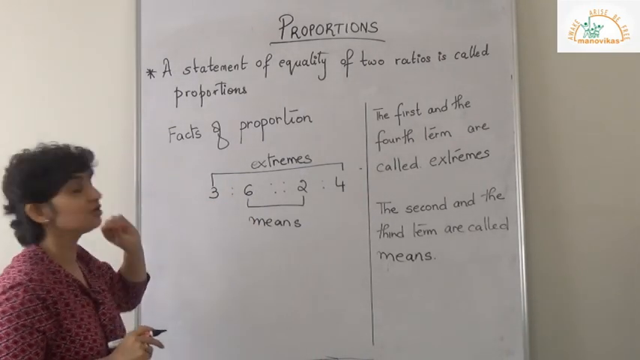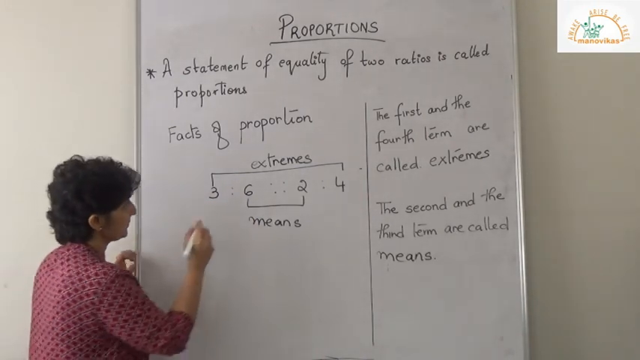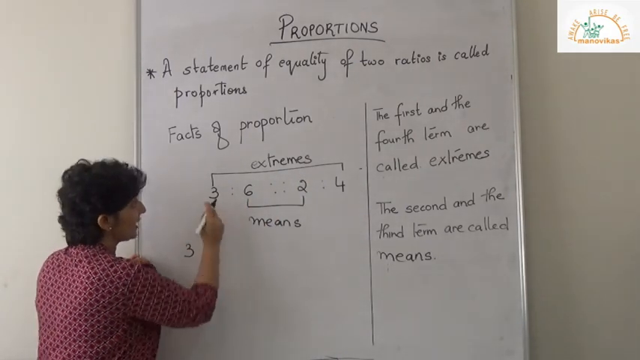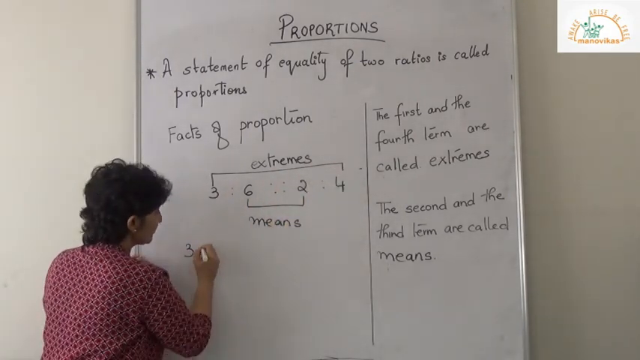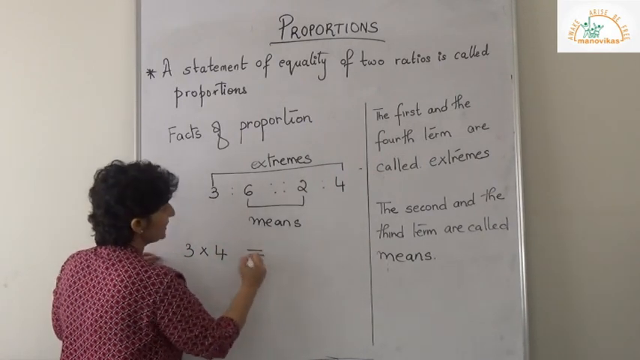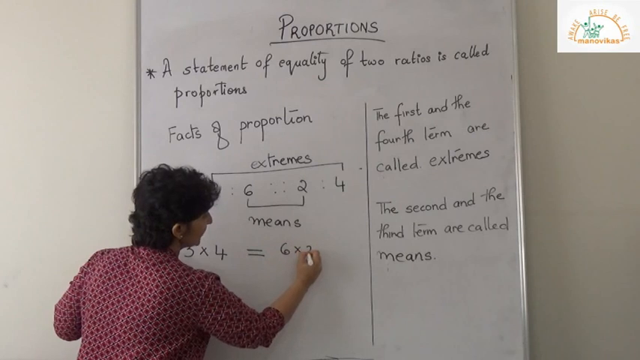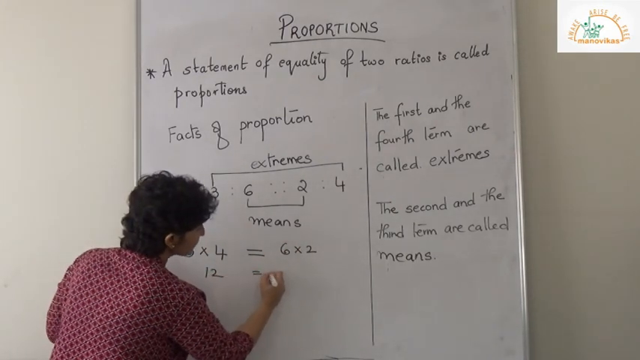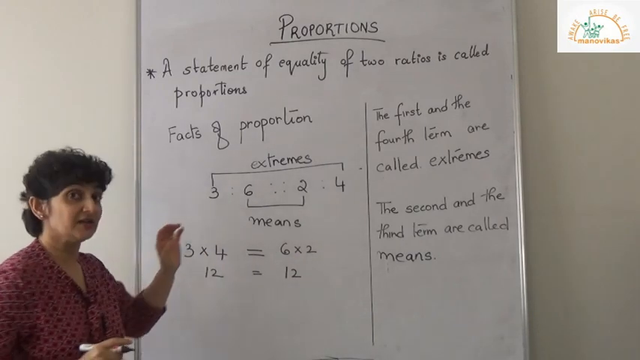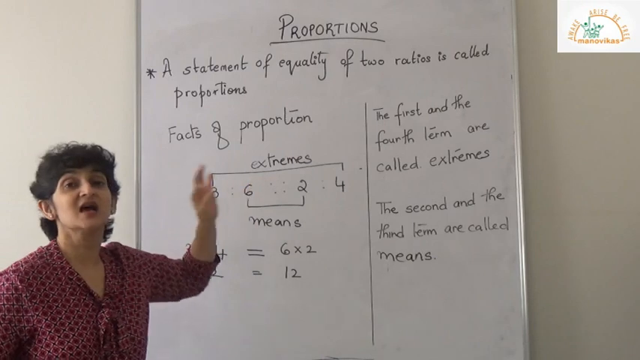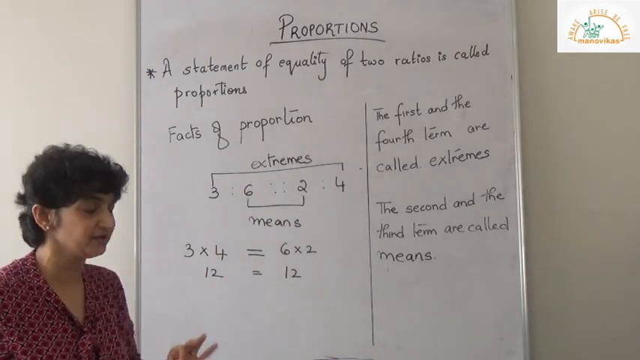So, what do you understand by this? Let us see. Extremes and means. Now, when I multiply the extremes, 3 into 4, it should be equal to 6 into 2. So, 3 4s are 12. 6 2s are 12. Now from this way also I have understood that these are in proportion.